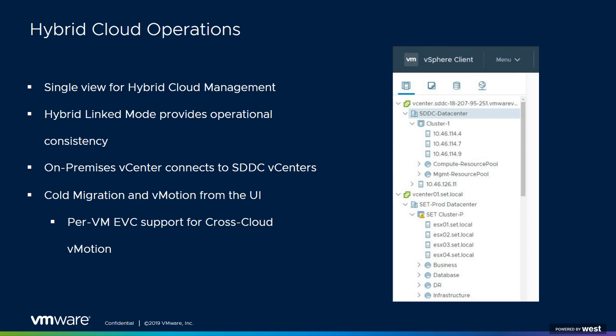And then also some of the other things that come with hybrid cloud operations. So you have that single view for your hybrid cloud management. You have the hybrid link mode, which provides that operational consistency between your on-premises environment and your VMware Cloud on AWS SDDC. So that allows for the consistency to take place. Your on-premises vCenter connects to the SDDC vCenter as well. And then also, if you want to go forward with any cold migrations or even vMotion, you can take care of that all from the UI.